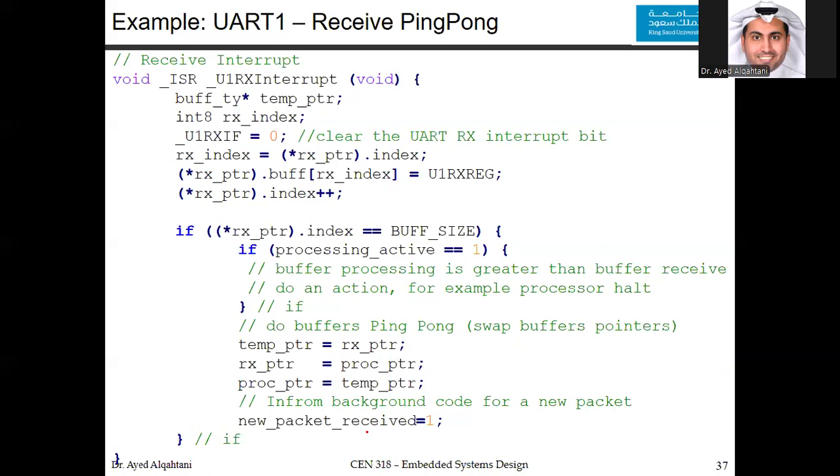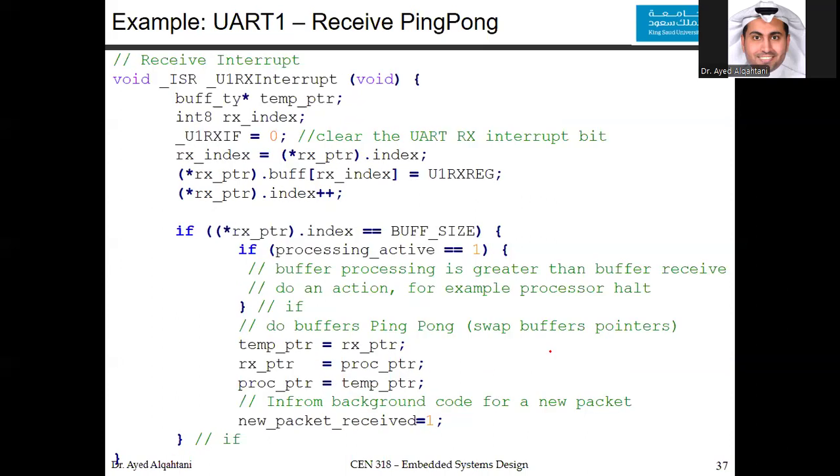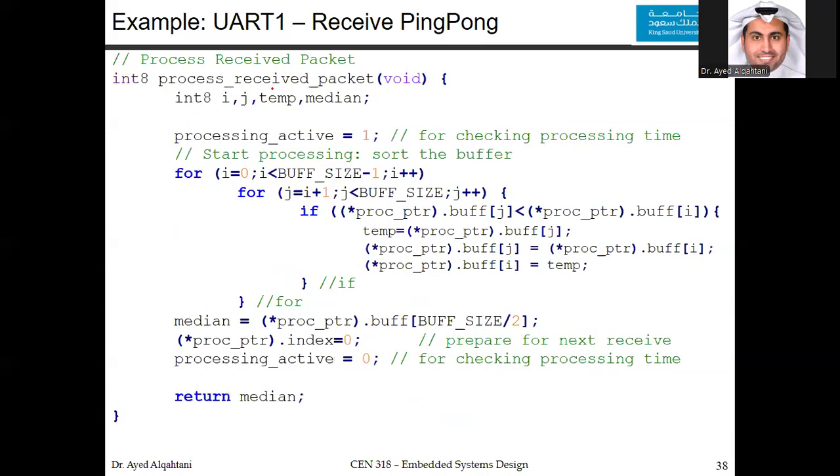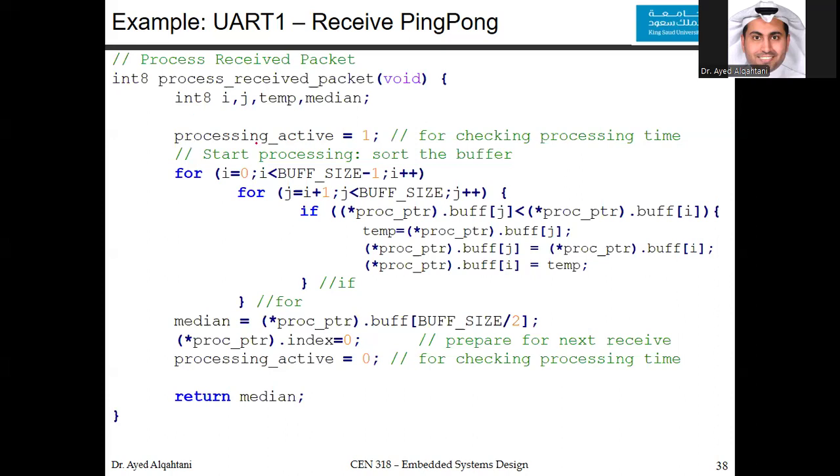Which means, going back to the previous slide, the new packet received is equal to 1. And now you should do the processing. I explained to you what to do. It's also written here. To process the received packet, you just set the flag, so in case this problem happened to you, you can catch it. So you set the flag, the processing is active. Once you're done, you make processing active 0 for the next batch.